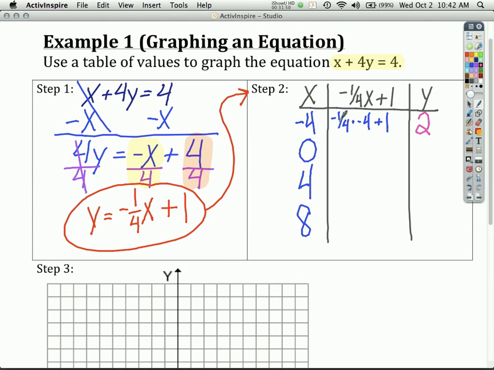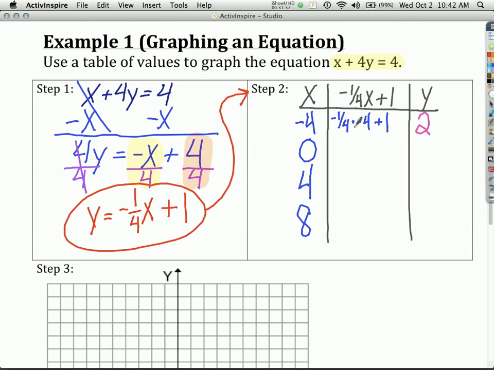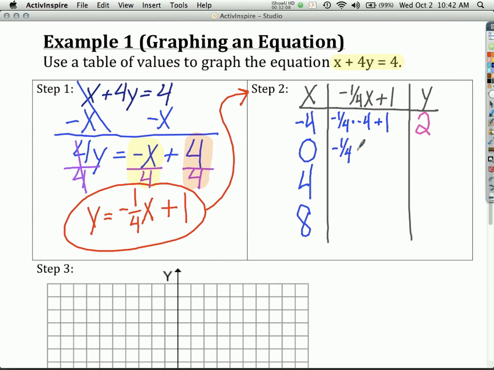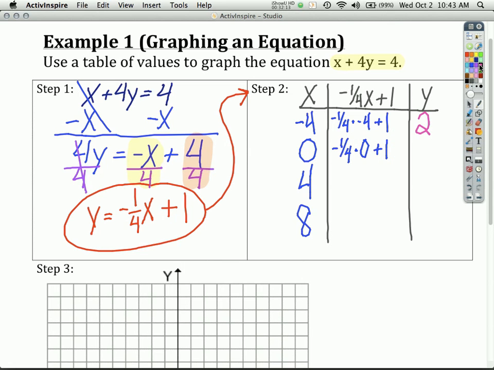Ladies and gentlemen, what happens when you multiply a number times its reciprocal? Brandon? Becomes a 1. This is a number times its reciprocal. You get 1 plus 1 is 2. Okay? So now, 0 as our input. -1/4 times 0 plus 1. That's super easy. What will we get as the output value for that? Kamoy? 1.